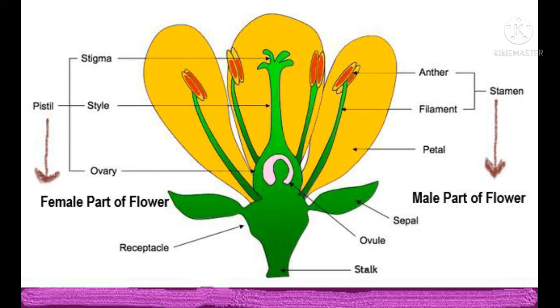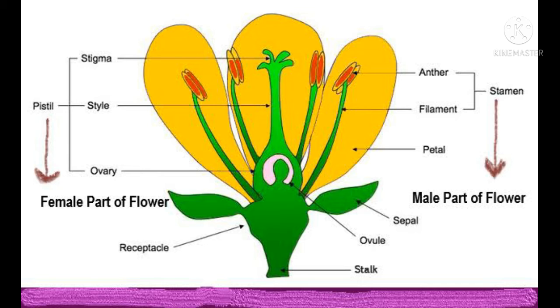Its group is known as androecium, and the fourth whorl of the flower is known as pistil, and the group of pistils is known as gynoecium. Gynoecium, meaning pistil, is the female part of the flower and stamen is the male part of the flower. So in this lecture we will learn about the parts of flowers.